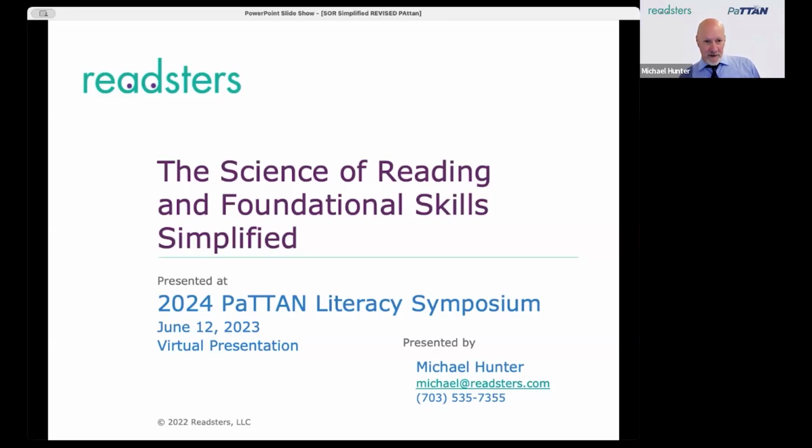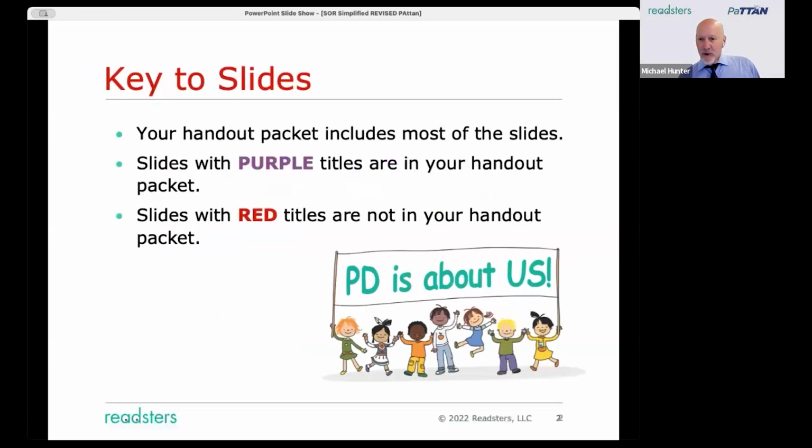So, welcome to the session, The Science of Reading and Foundational Skills Simplified. Quick note, if you have access to the handouts, we use a little system where occasionally I may have a slide in my deck that you don't have in the handouts. That slide will have a red title like the one here.